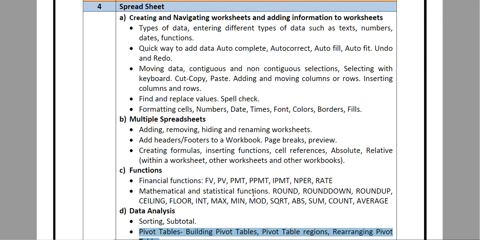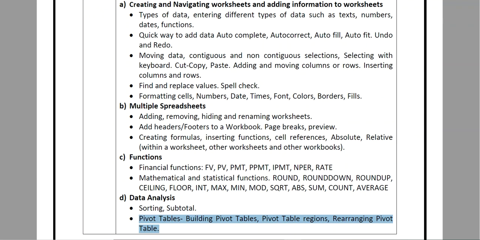Then we have the mathematical and statistical functions, for example round, round down, round up, ceiling, floor, int, max, min, mode, sqrt (square root), abs (absolute), sum, count and average. These are some of the common functions that we use from the mathematical and statistical point of view. And then at the end we have data analysis: sorting, subtotal, pivot tables, building pivot tables, pivot table regions, and rearranging pivot tables. These are the topics covered in unit number 3, and basically it is based on spreadsheets. Okay, starting with this one.